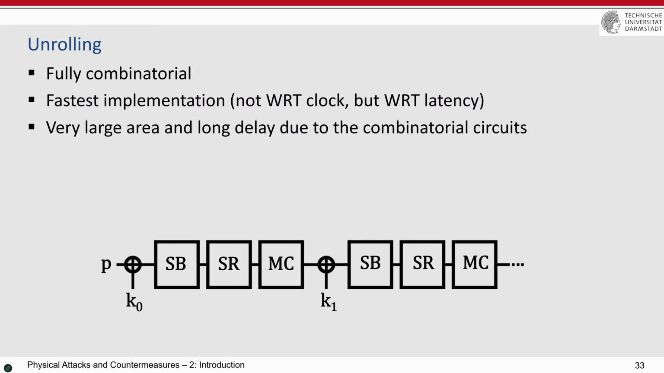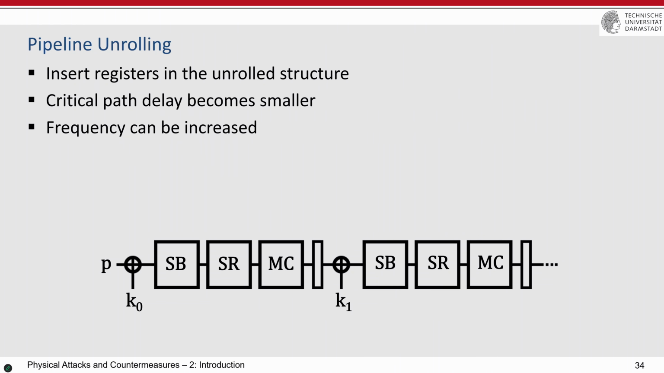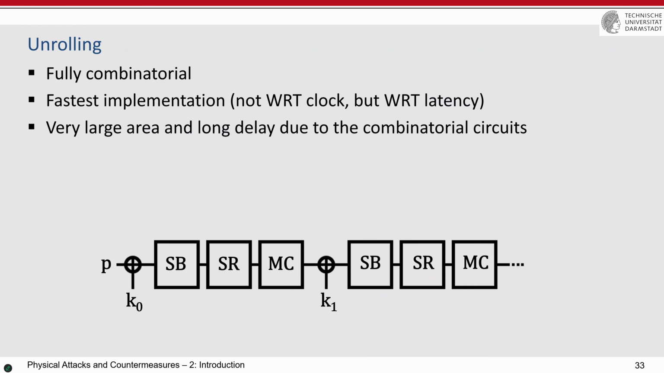Another thing that you may do is unrolling, which means that you don't put registers at all. Everything is combinational. Then you may perform the entire AES encryption in 1 clock cycle, but the critical path delay is very long, and you need to wait very long to get the ciphertext out. This is called unrolling. But when unrolling, you also need very much area. I mean, this is super large.